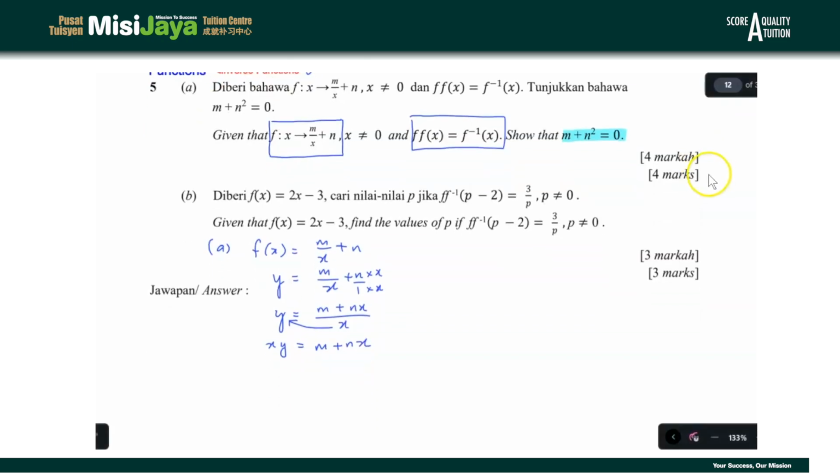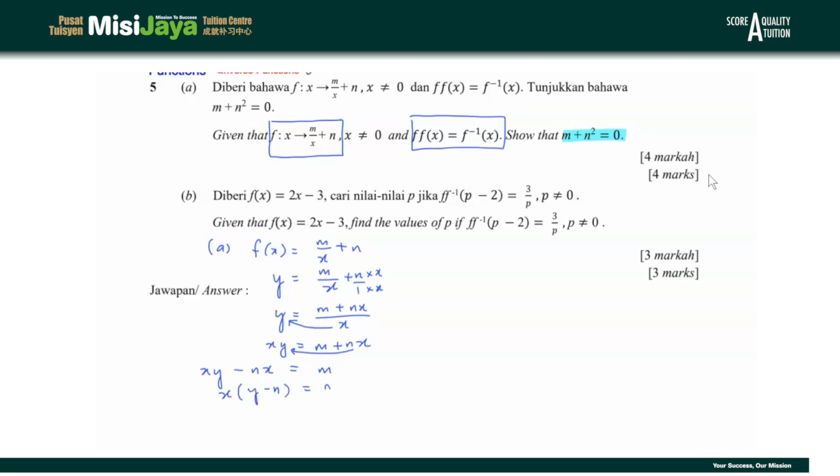Now I'm going to group them up because I just want one x. I cannot have both sides to be x, right? So I'm going to move the nx to the left side. So it's going to be minus. So plus on the right, minus on the left. So xy minus nx is equal to m. And then I'm going to factorize this. So x, I bring it out, so y minus n inside the bracket.